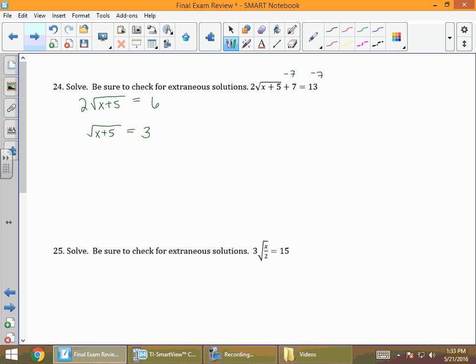You can undo a square root by squaring both sides. So when I square the left, I'll get x plus 5. When I square the right, I'll get 9. Subtract 5.